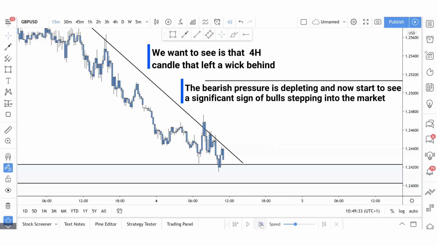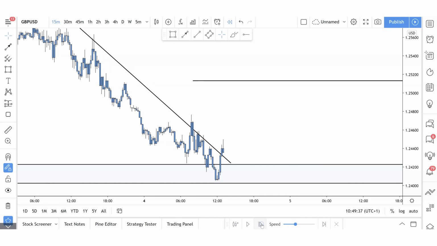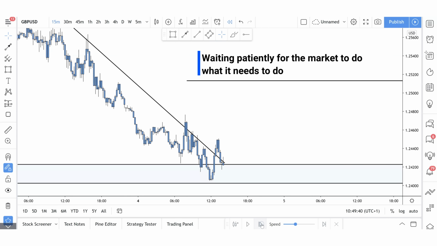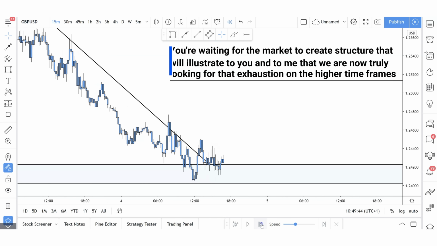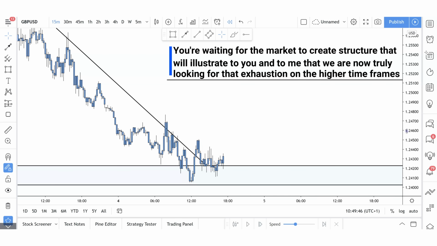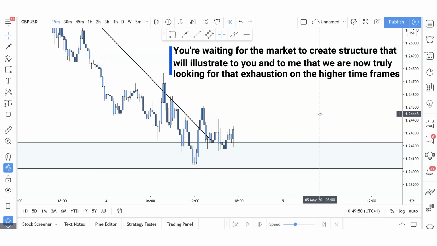So whatever happens now, guys, you are not getting caught up in your emotions and feelings and looking for buys and sells. You are simply waiting patiently for the market to do what it needs to do. You're waiting for the market to create structure that will illustrate to you and to me that we are now truly looking for that exhaustion on the higher time frames.